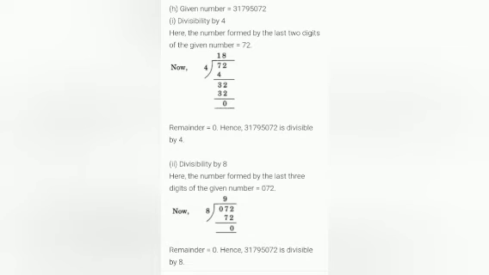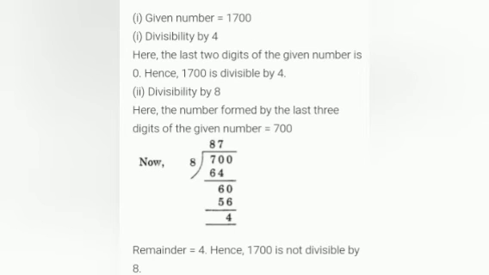8 के लिए क्या करना है? Take the last three digits. If we get a remainder 0, then that whole number is divisible by 8. That's it. See the further number.